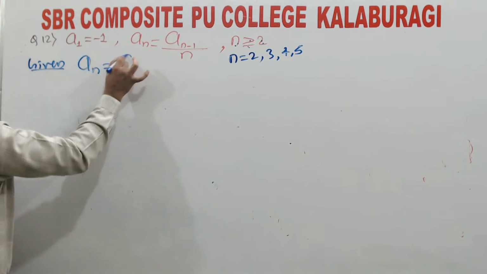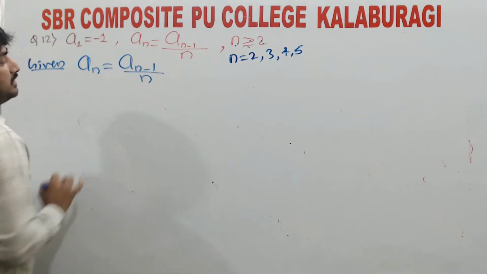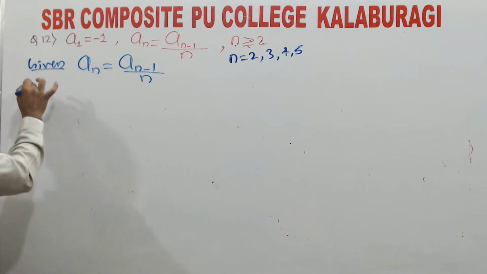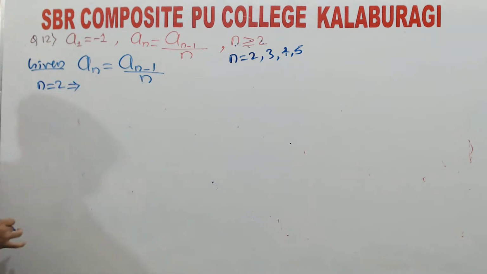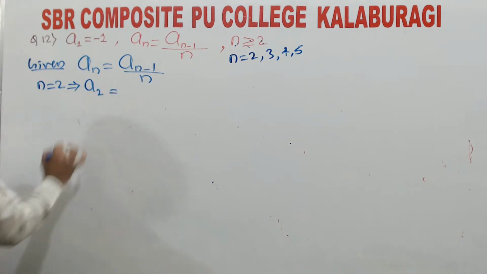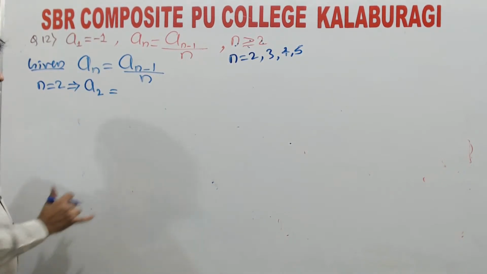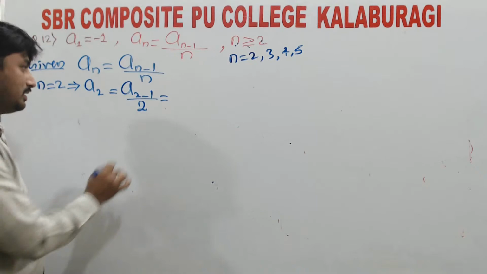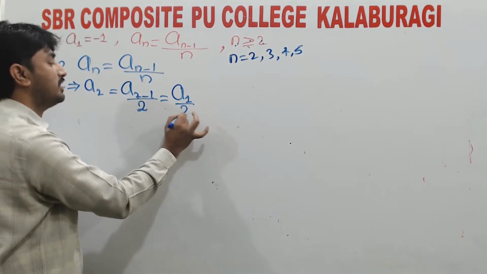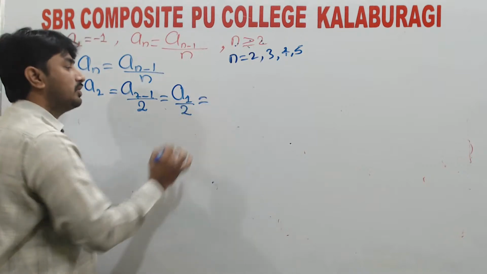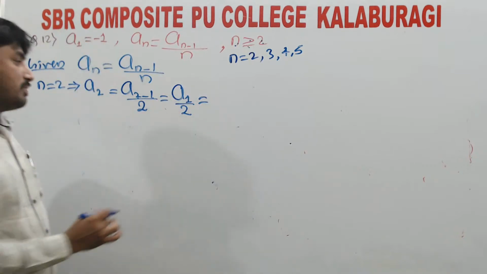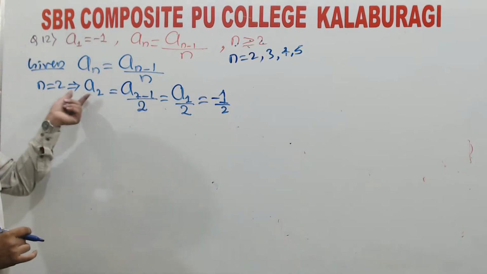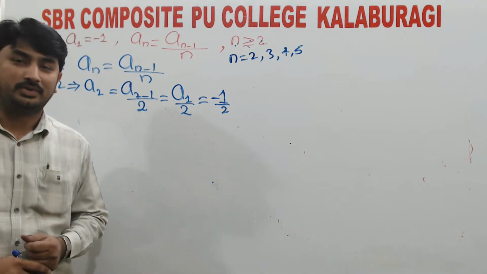The nth term is a_n equals a_(n-1) divided by n. Already we know the value of the first term, minus 1. Taking n equal to 2, the second term is a_2 equals a_1 divided by 2. Here 2 minus 1 means the first term, divided by 2. Already we know the first term a_1 is minus 1, so a_2 equals minus 1 by 2. Therefore, the required second term value is minus 1 by 2.